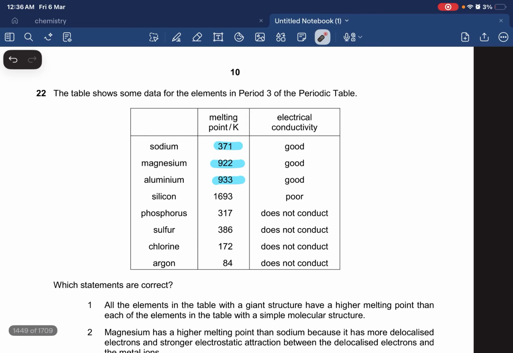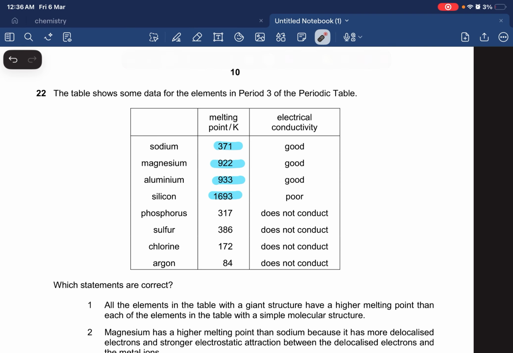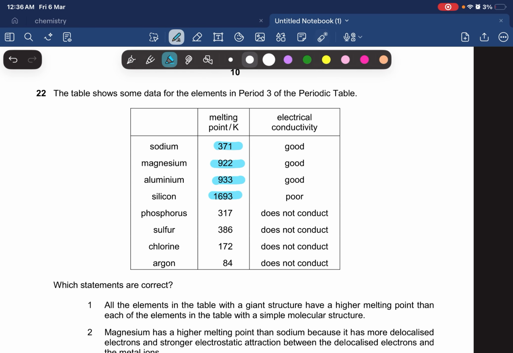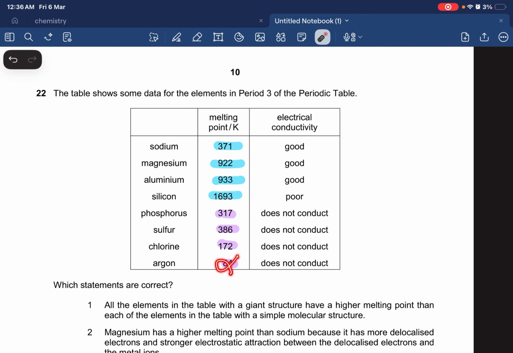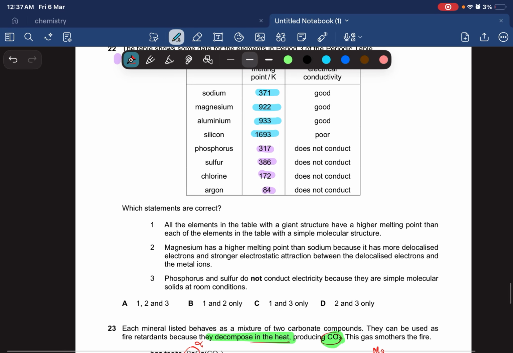metallic. Silicon is going to be giant covalent. And then these simple ones, I'm going to highlight with purple. Simple, and simple, right? This is not even simple molecular, it's just not molecules in argon. So over here we can see that sulfur has a higher melting point than sodium. Despite being a simple structure, it is higher than sodium. Sodium is a giant structure, which makes my option 1 incorrect. Not all giant structures have higher.